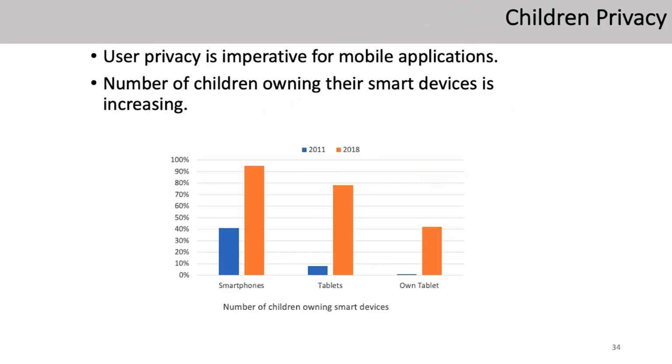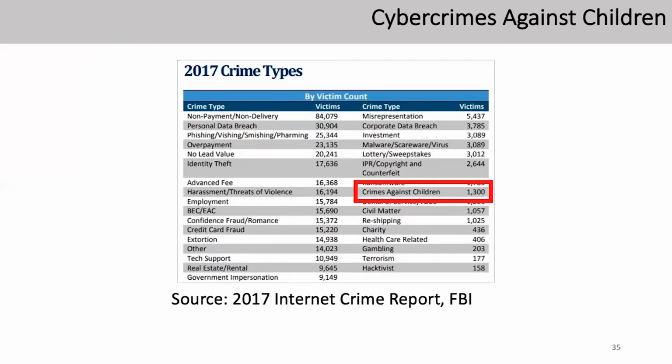Now enough about security. Let's talk about privacy, right? User privacy is very imperative for mobile applications, and the number of children owning their own smart devices is increasing exponentially. Like you can see, in 2011 the number of children owning tablets in the US was less than 1%, and in 2018 it has risen to more than 40%, right?